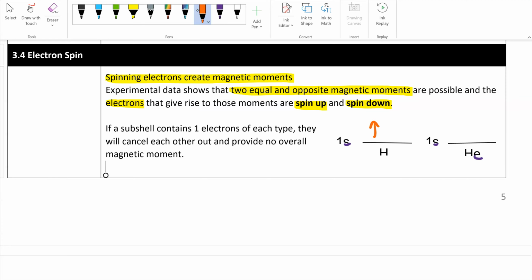Helium has two electrons. One of them is spin up and one of them is spin down. So helium has what's called an electron pair. So this is an unpaired electron. There's just one spin up, or it could be one spin down. Just commonly you do the spin up one first. And then helium has an electron pair in its 1s orbital.